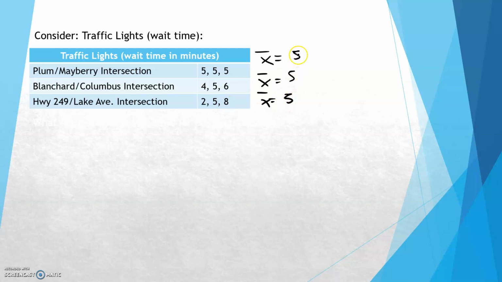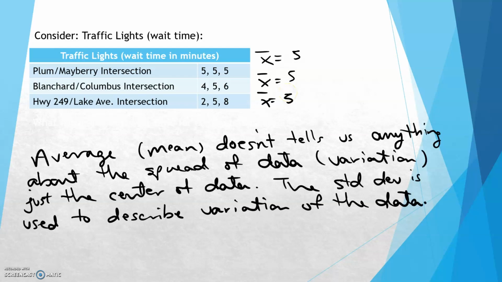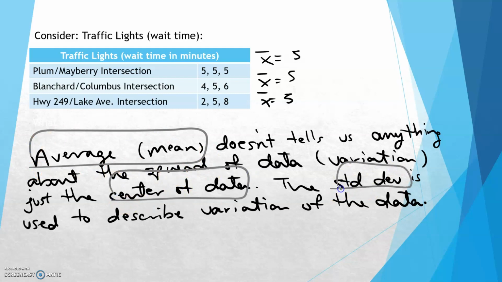But notice that the mean didn't tell us anything about the spread. So the average or mean doesn't tell us anything about the spread of data, which you can call variation. It only tells us something about the center of the data. In order to represent the spread or the variation in data, you've got to use the standard deviation. So the average or mean just shows the center of the data. The standard deviation, that's the one that shows the variation of the data.